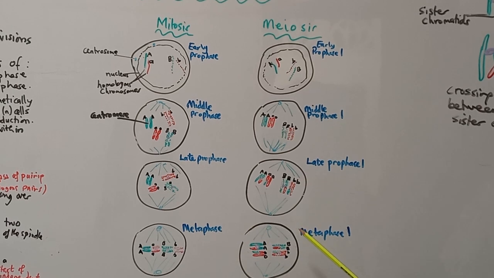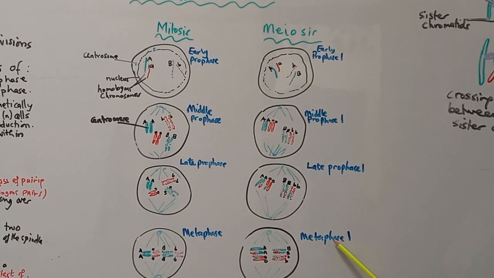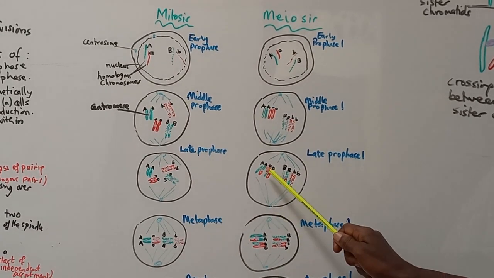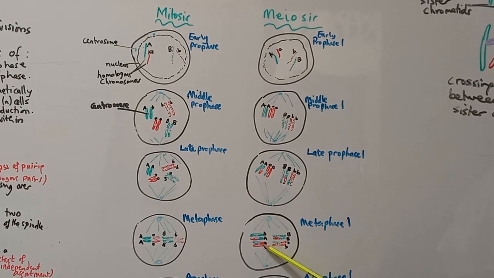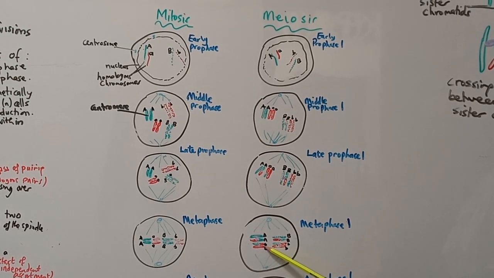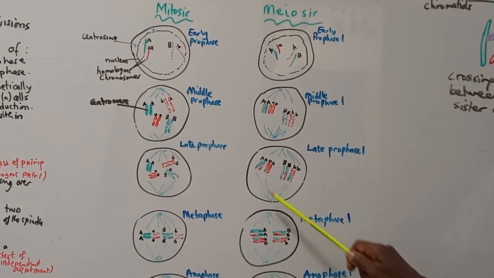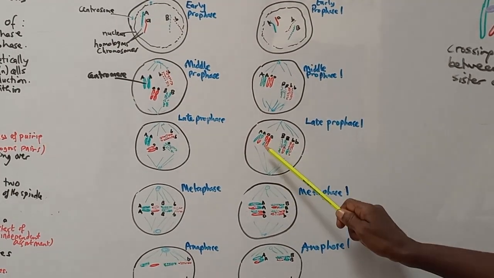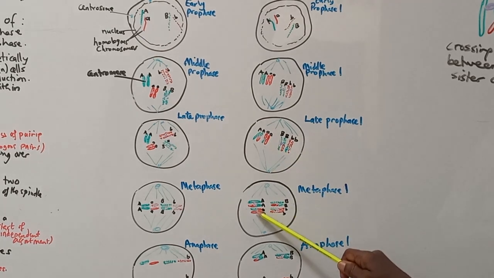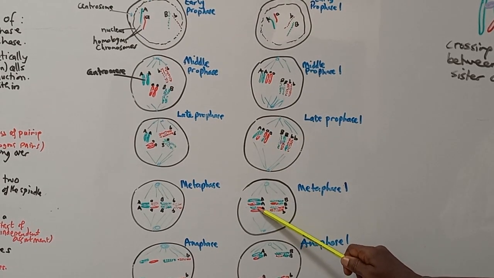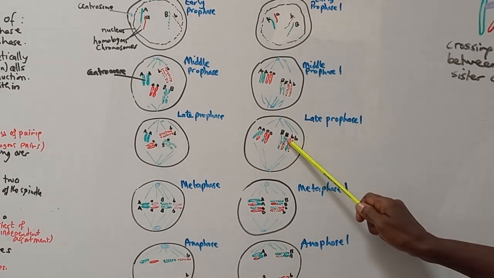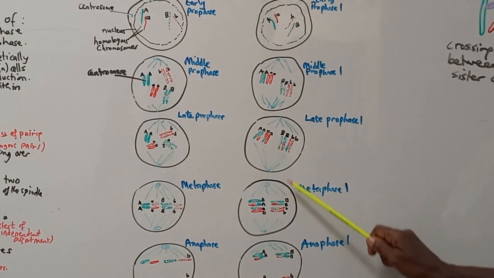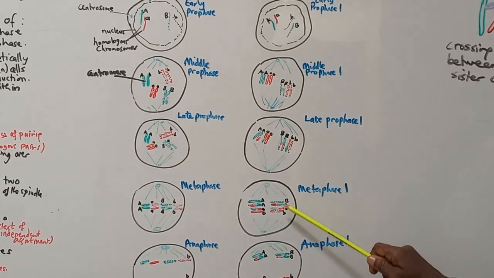But in metaphase 1 in meiosis, the bivalents pair. So they form two rows at the equator. So this chromosome is here and its pair is down here. They pair up at the equator. This chromosome is here, its homologous is here.